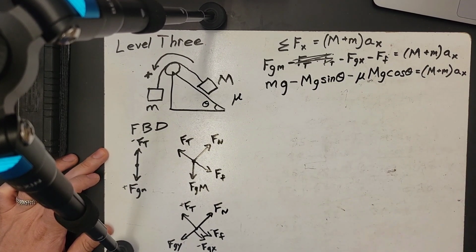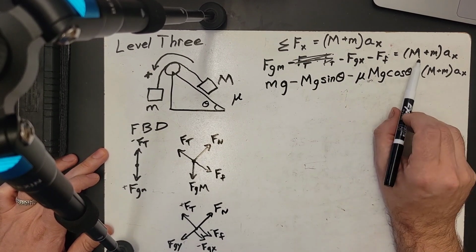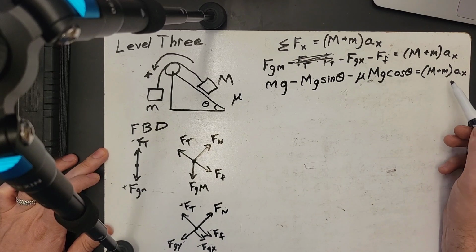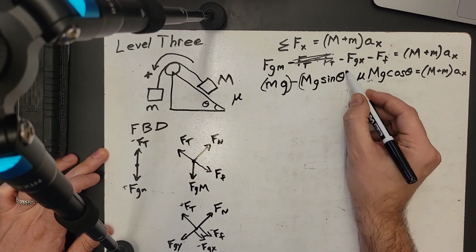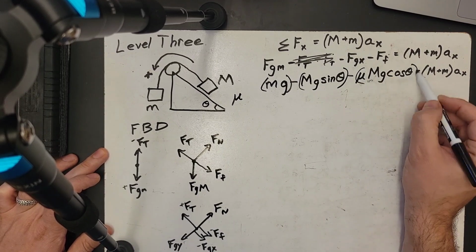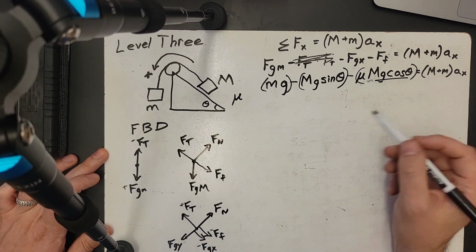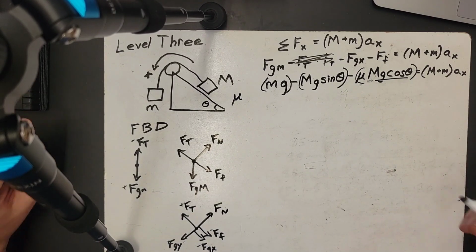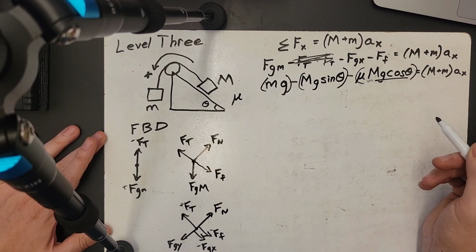So although it looks ugly, it's really not that bad. You just have to keep track of what you're plugging in where. As long as you remember that this is just FGM, that this is just FGX, that this is just friction force, because this bit right here is normal force, it's easy. It's ugly, it's a lot of writing, but none of these steps are difficult.